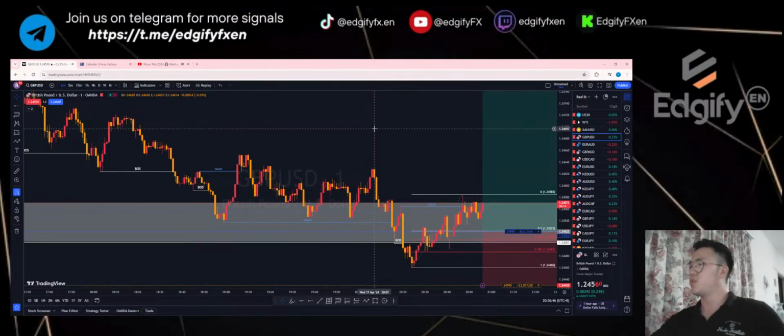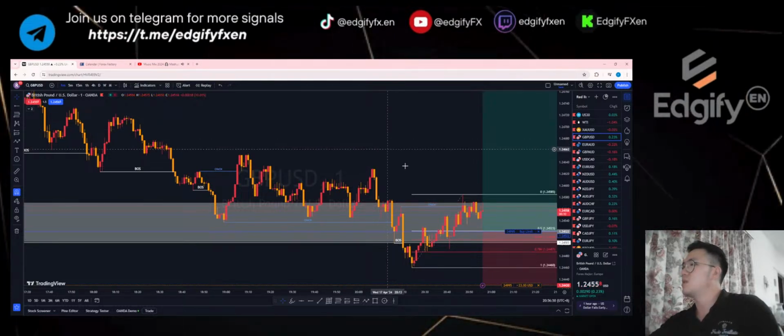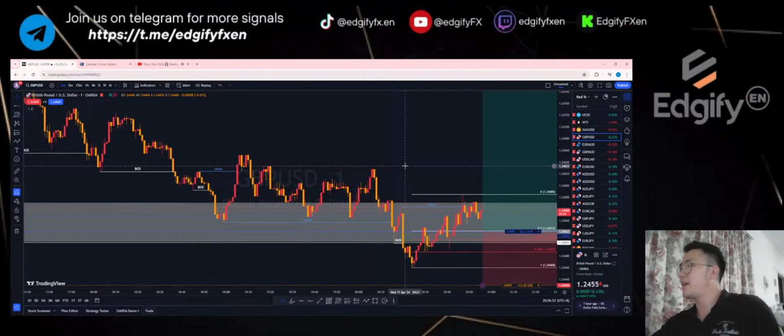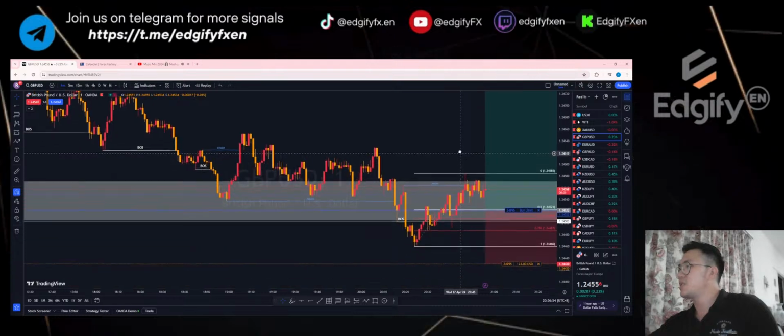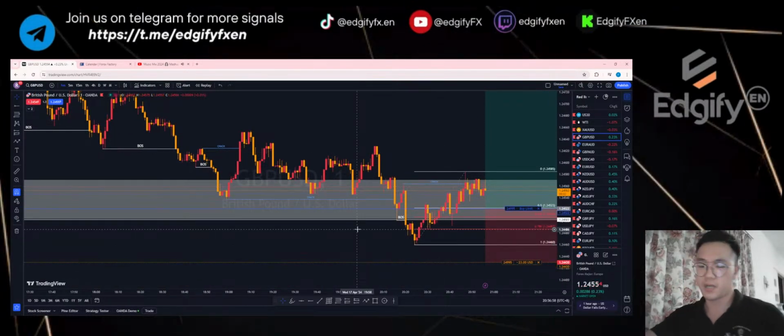So basically there's three different kinds. One is an instant order, one is a limit order, and the other one is a stop order. It applies to both buy and sell. So for buy limit, we can just place our buy limit here and let it do its thing.